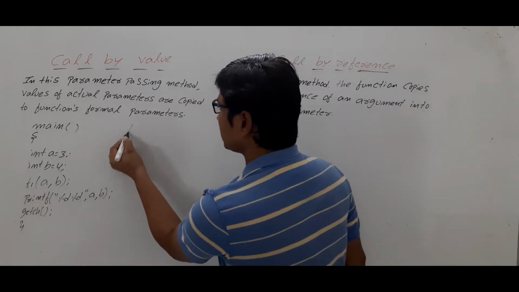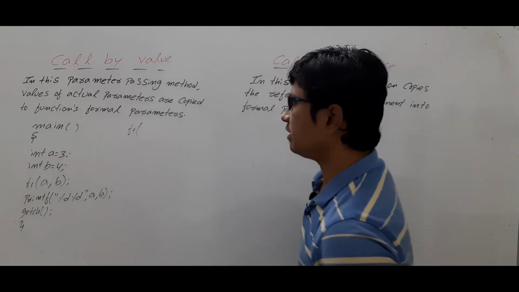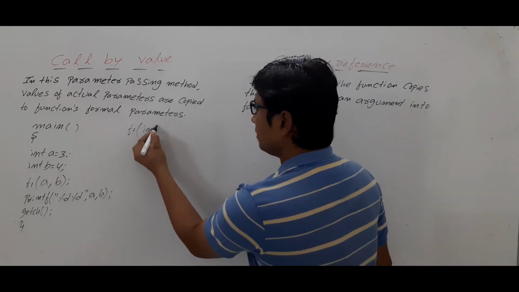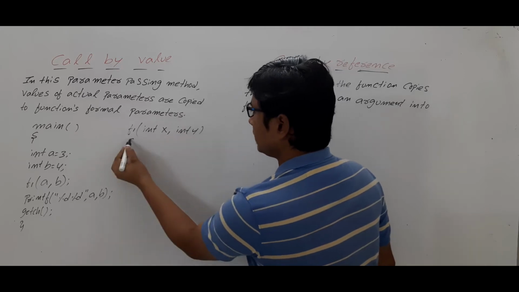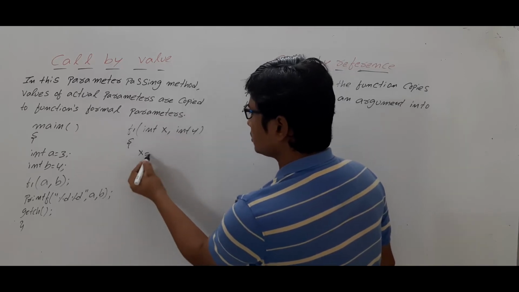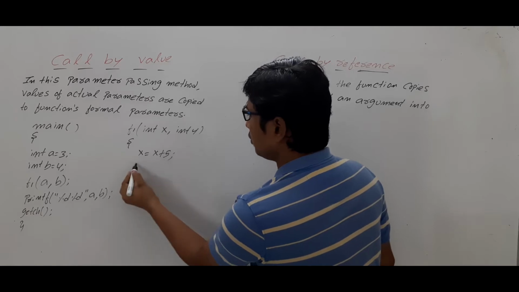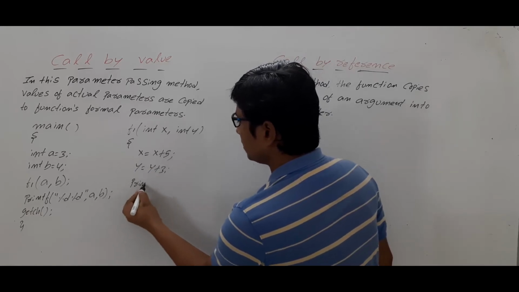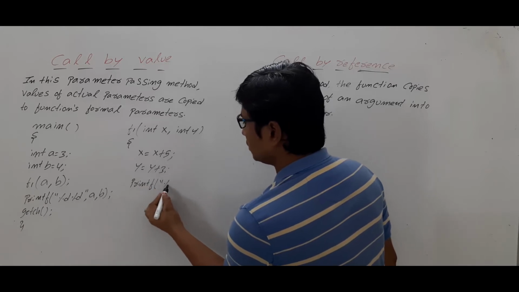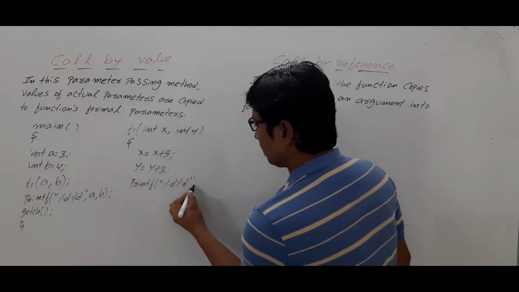Let me define the function f1. Now I am defining the function f1 by writing int x comma int y. Now here I am writing x is equal to x plus 5, y is equal to y plus 3. Then I am printing the x value and y value. Look at what will happen.